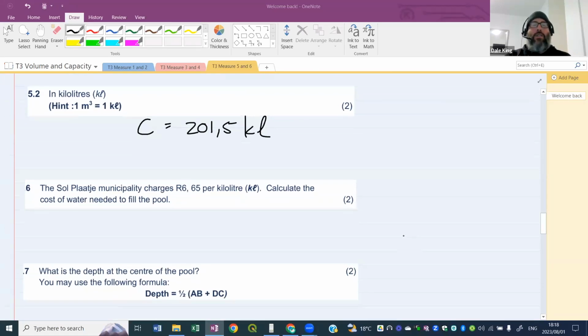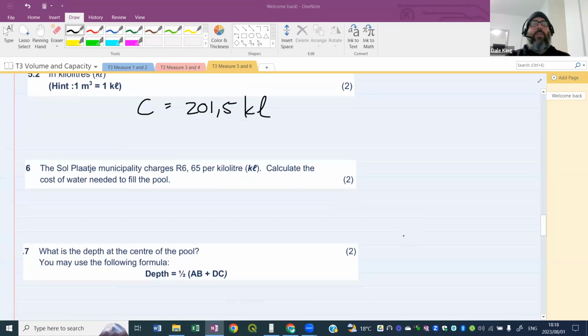All right, yes, question number 6. The Salt Lake municipality charges 6.65 per kiloliter. Calculate the cost of water needed to fill the pool. Nice and easy. Calculate the cost of the water needed to fill this pool if it's 6 Rand 65 per kiloliter. Should take you a minute, guys. Should go nice and quick.